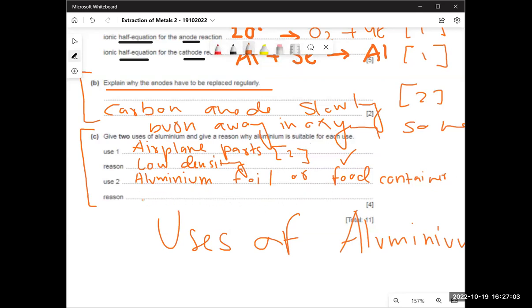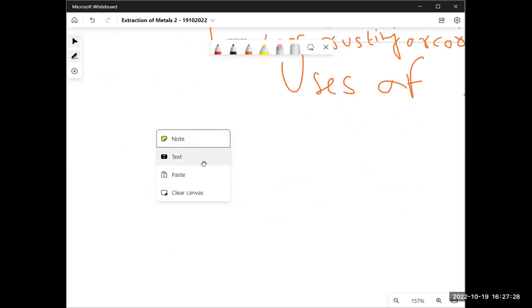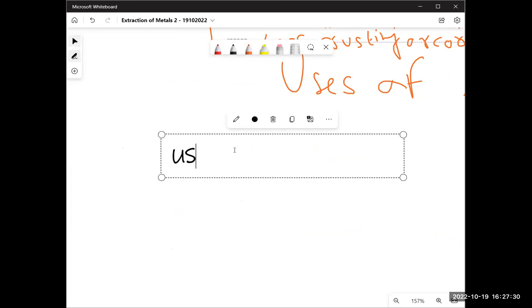The answer is less corrosion, less rusting. But sir, how is less rusting done by aluminum foil? But this does not apply to food rusting. It does apply. You only have two options: less rusting or less corrosion, right? And lightweight. Those are the two properties of aluminium. Right over here, uses of aluminium.